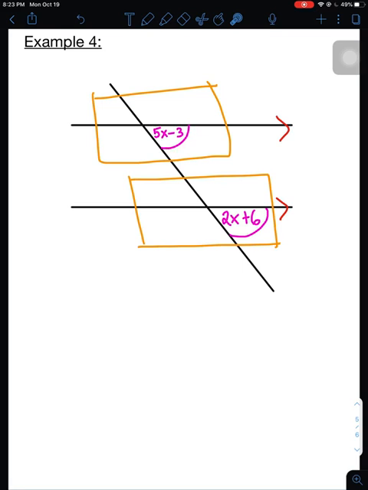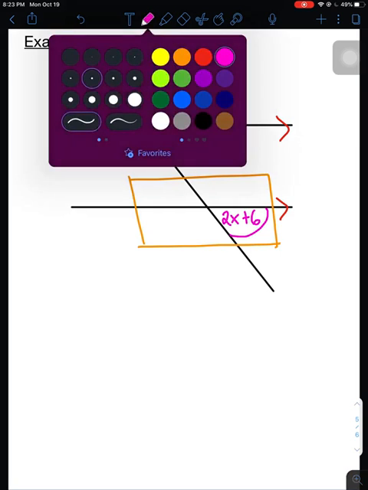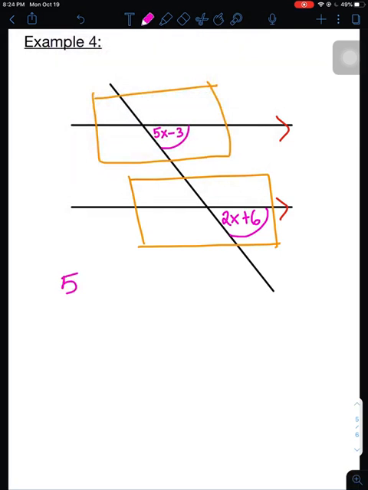So in the top group, the measurement that I have information on is on the bottom right corner. This bottom group, bottom right corner. That means that these are corresponding. So since they're corresponding and the lines are parallel, they have to be congruent. So I can actually set up my little equation. I can say 5x minus 3 is equal to 2x plus 6. Why? Because I identify them to be corresponding, and corresponding are always congruent. Another word for congruent is equal.